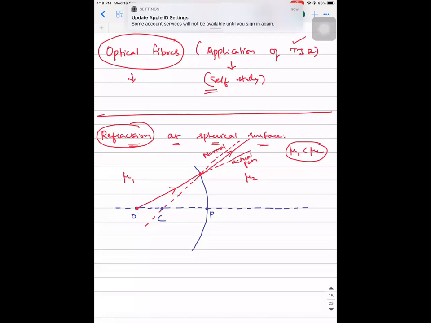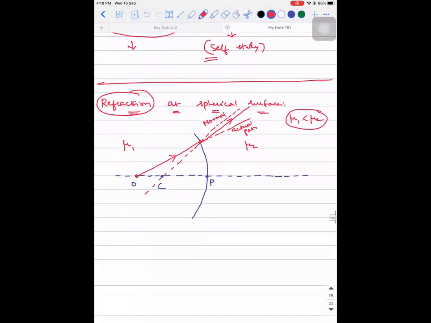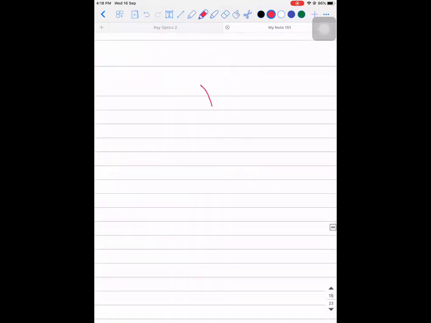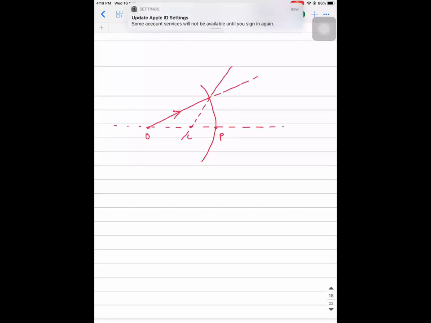Okay. When it is bending, let me draw a clear diagram. So till this, the concept is clear, right? I hope no doubt. So let me say this is the object. Let's say this is the center of curvature. This is the actual path. So the ray will get bent towards the normal. So this is one refracted ray.